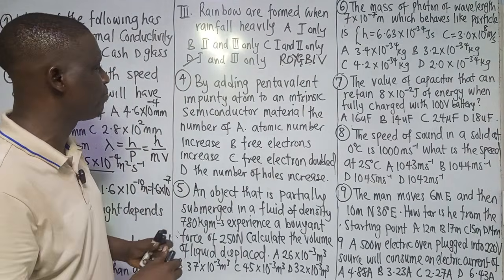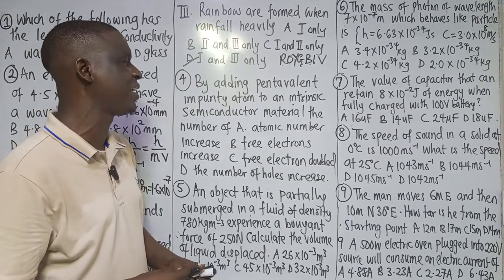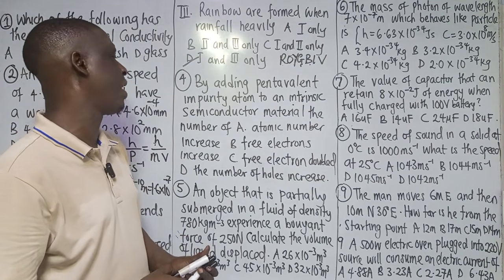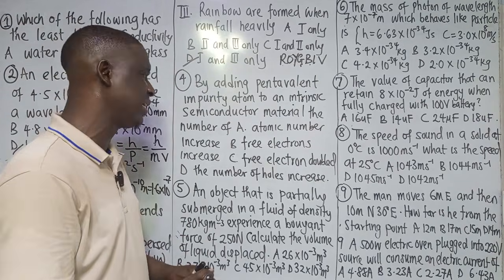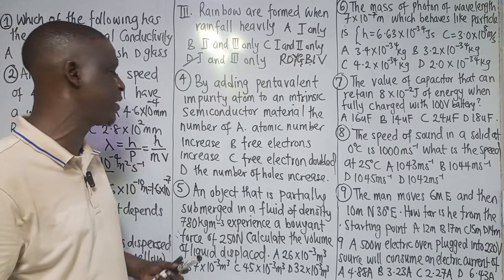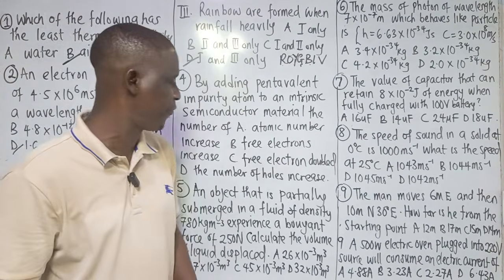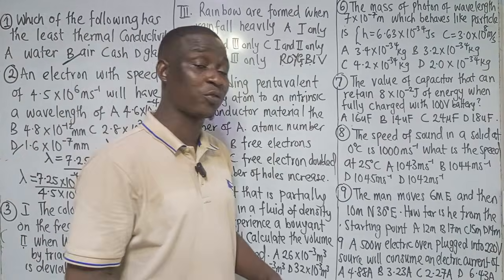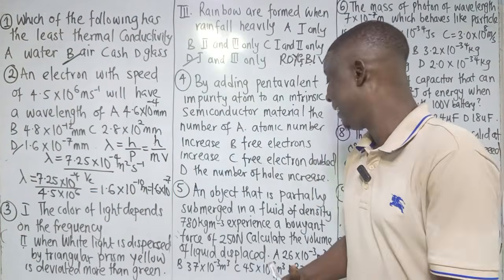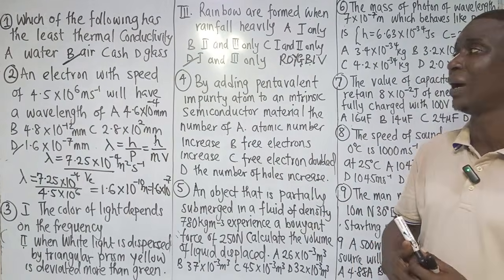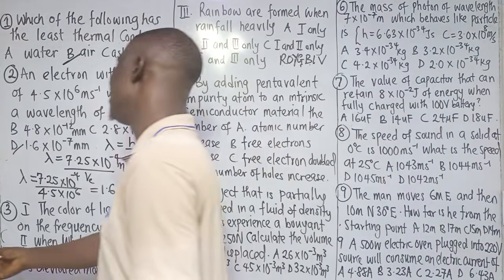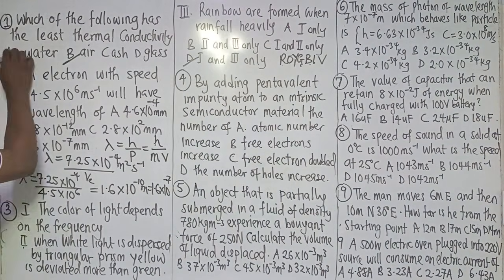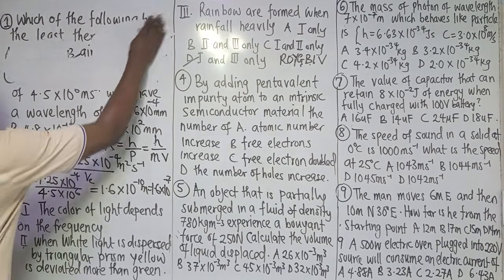The next question said, by adding pentavalent impurity atom to an intrinsic semiconductor material, the number of dash: A, atomic number increase, B, free electrons increase, C, free electron double, and the last one I say the number of holes increases. Now, what do we do to answer this question? Don't forget that to add a pentavalent impurity to a pure semiconductor is saying something.